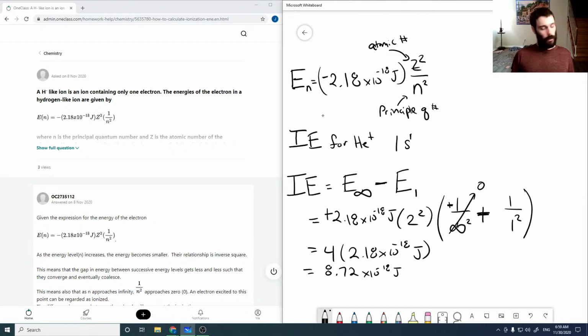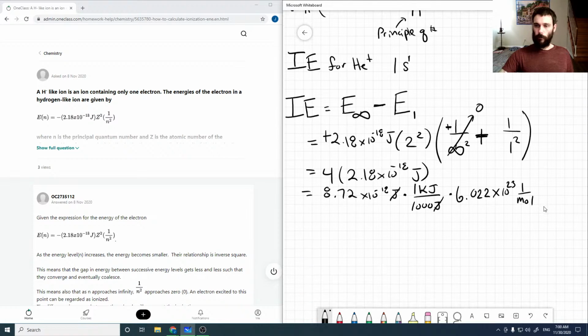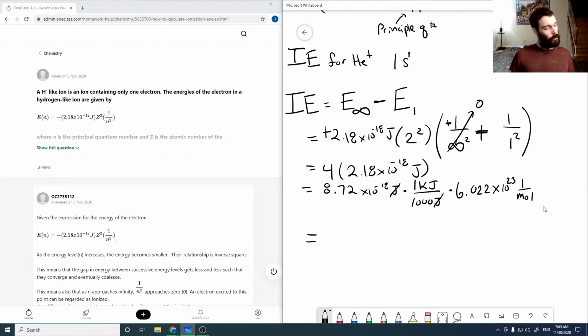It also wants the answer in kilojoules per mole, so that means we need some conversion factors. So a kilojoule is 1,000 joules. And to get into per mole, we just need to multiply by Avogadro's number. So I'm going to try to make it less messy. So Avogadro's number is 6.022 times 10 to the 23, 1 over moles are the units on it. So that'll give us our kilojoules per mole. And then if we run this through our calculator, we get an ionization energy for helium plus of 5251.184 kilojoules per mole.